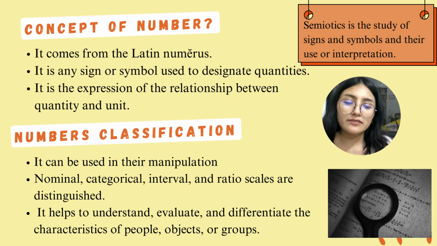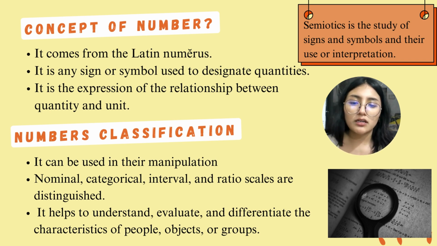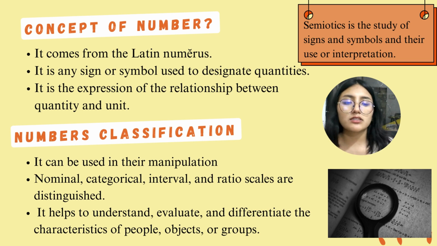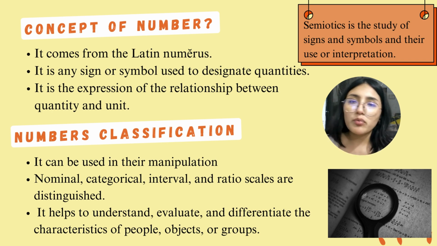In the case of classification, in research, the measurement scales are defined by the mathematical operations that can be used in their manipulation. For example, nominal, categorical, interval, and ratio scales are distinguished. In any investigation of a patient or groups of these, what we do is take measurements that help to understand, evaluate, and differentiate the characteristics of people or objects or groups of them.